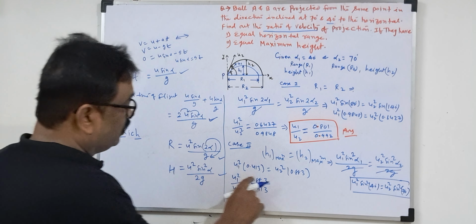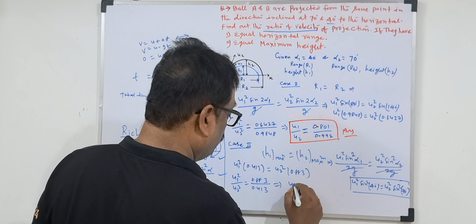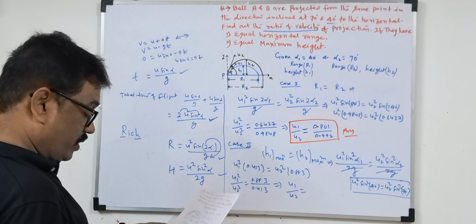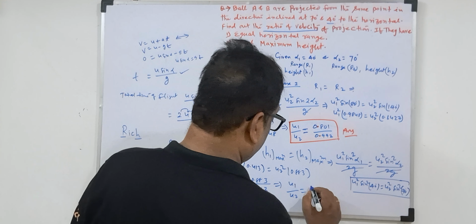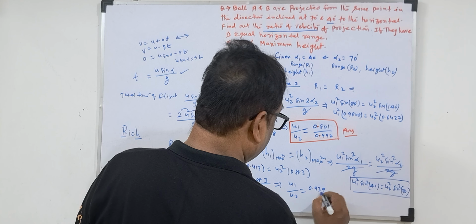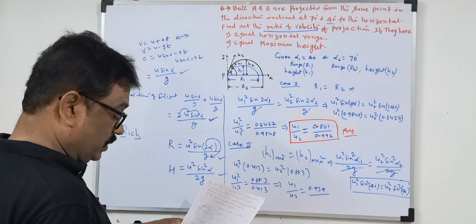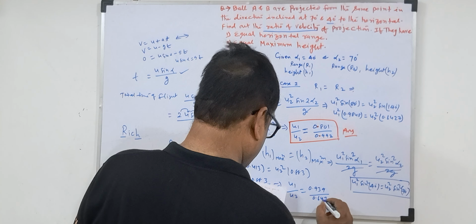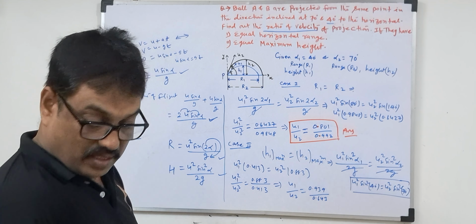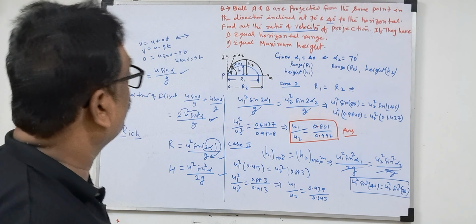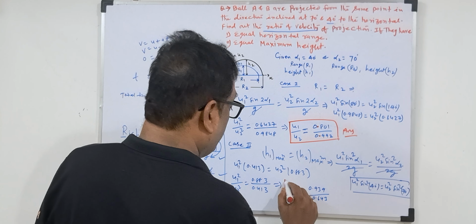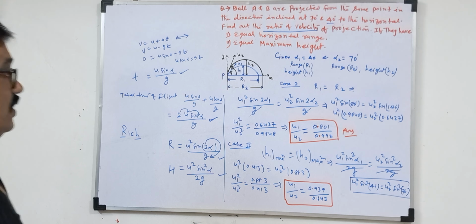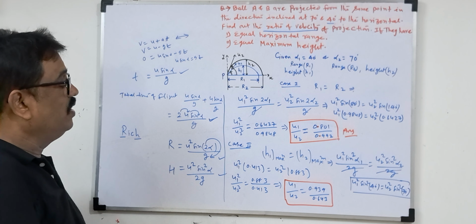Now what will we do? We take the square root. So u1 by u2, square root of 0.883 will come 0.931, and then 0.413, it will come 0.643. So this is the other answer. When the maximum height will be equal, in that case what is the ratio of the velocity? That is only what they are asking in this question.